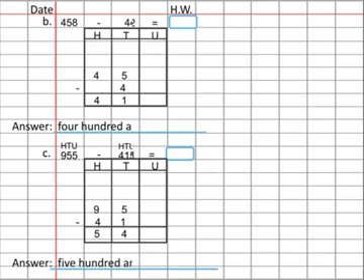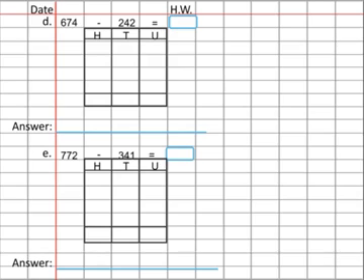Now that you know how to subtract the numbers in vertical arrangement, it's time for you to solve your homework. Keep practicing.